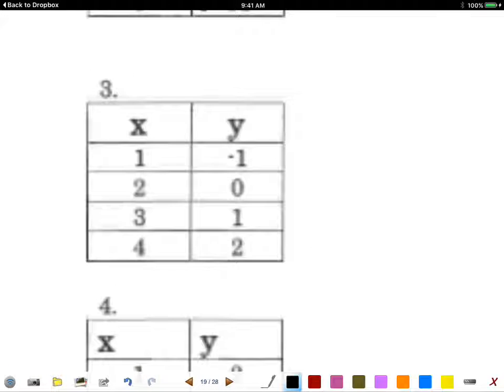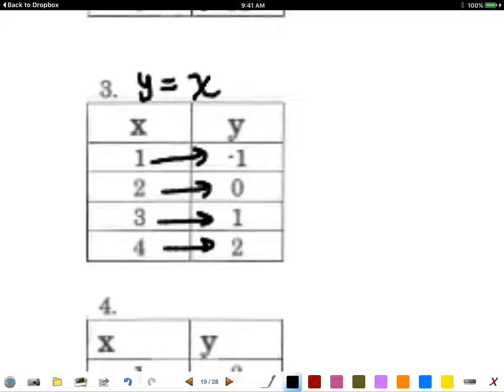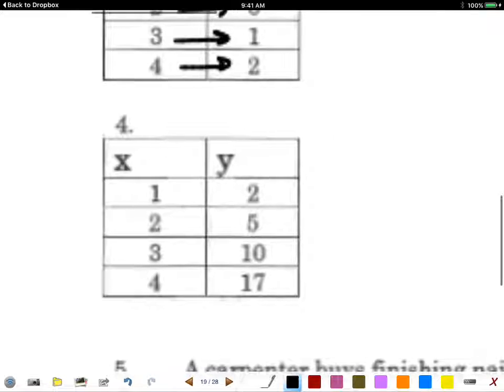Okay, look at number 3. What might you be doing to this 1 to get here? And then the same thing is happening all the way down. Raise your hand. Harley? You're subtracting 2. So we have y equals x minus 2. Very good. Okay, look at number 4. When you have an idea, raise your hand, but please do not say it out loud. Take a moment and really think through that.